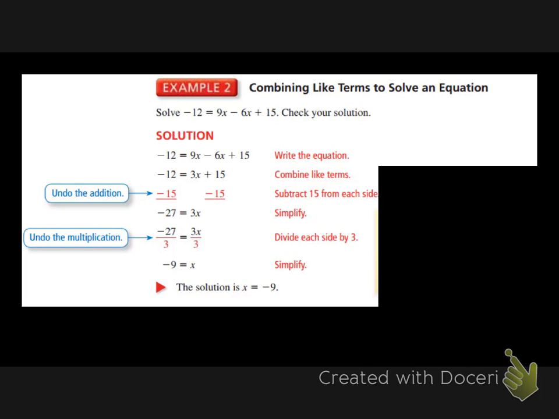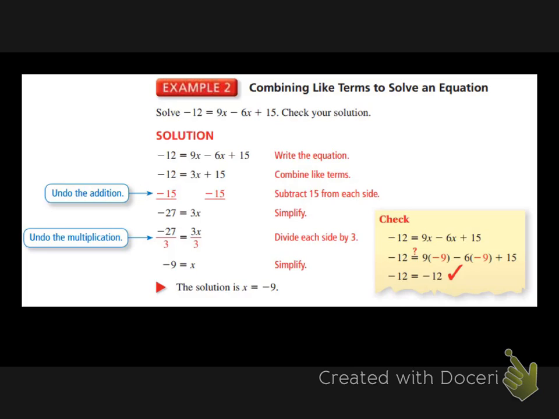So then to check it, all we have to do is put that negative 9 back in where the x was, well, both of the x's, and we'll have negative 12 equals 9 times negative 9 minus 6 times negative 9 plus 15, which indeed gives you negative 12.